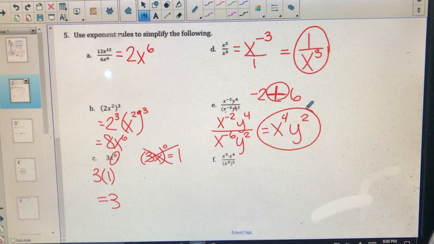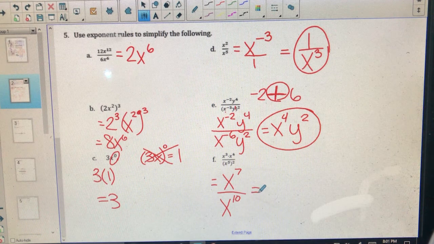Okay, f is the exact same one we did in class. It follows 4 exponent rules. Same idea as e. You can't divide yet until you simplify. And this one can be simplified on the top and the bottom. So I'm going to start on the top. X cubed times x to the 4th means I add my exponents, so that gets me x to the 7th over. On the bottom, I have a power to a power. X to the 5th raised to the 2nd. That means I multiply my powers and I get x to the 10th.